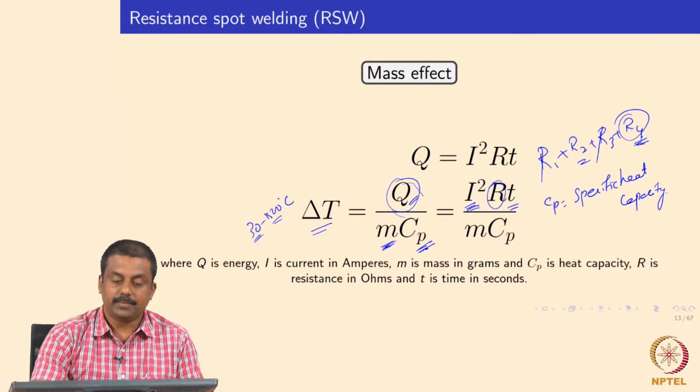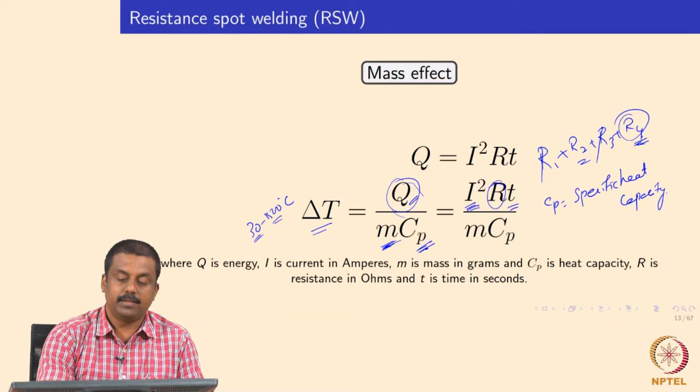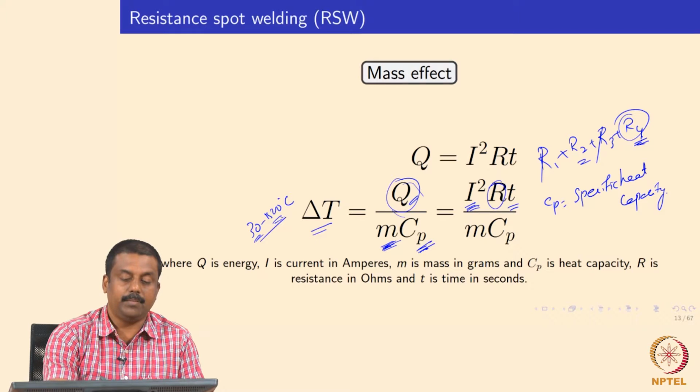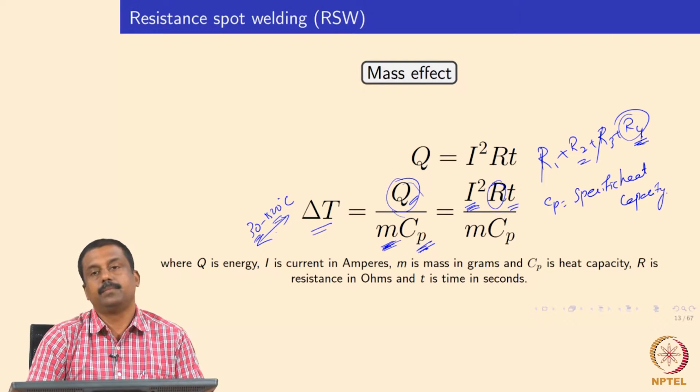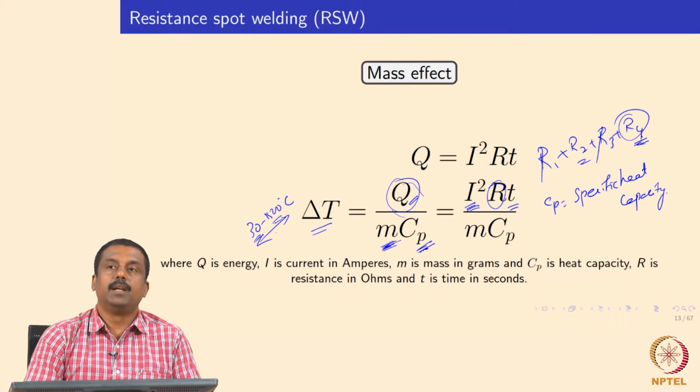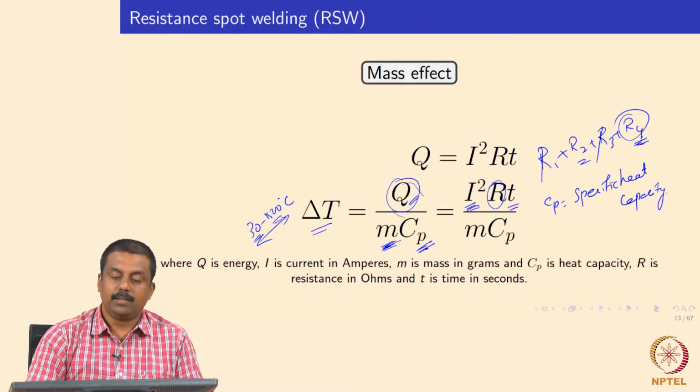Obviously, if you want to weld thicker sections, you will have to supply more Q for the same increase in temperature, because Cp is a function of the material composition. So we can also calculate a minimum Q needed to increase the temperature by delta T.